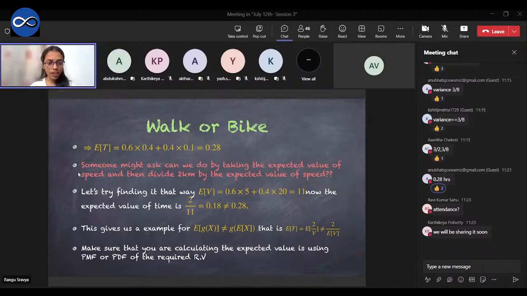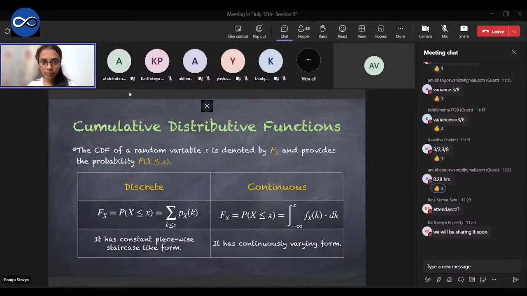So basically you need to make sure that you are calculating the expected value using the PMF or PDF of the required random variable. So here what we require is the expected value of time. So first you need to calculate the PMF of time and do the required thing. So make sure you do the problem using the required random variable. Okay. Is it clear till here?